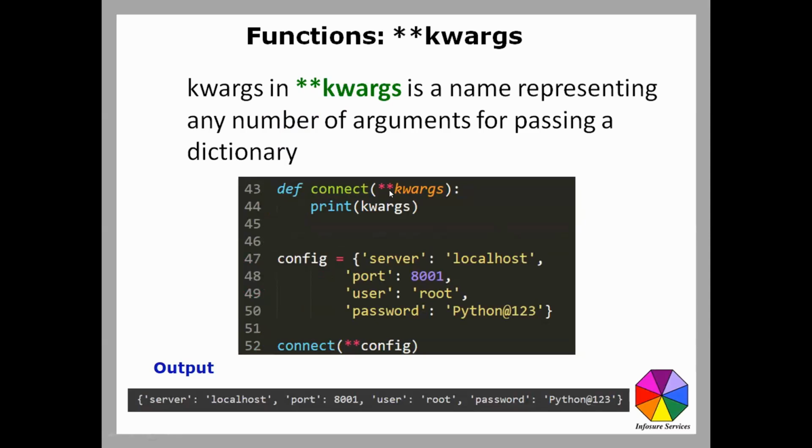This is a function which is accepting keyword args. Okay, and we are not doing anything more than just printing keyword args. Okay, printing what we are passing. Now, here is how a dictionary looks like.